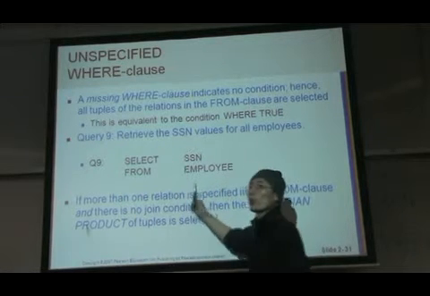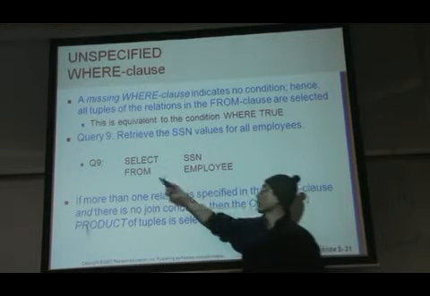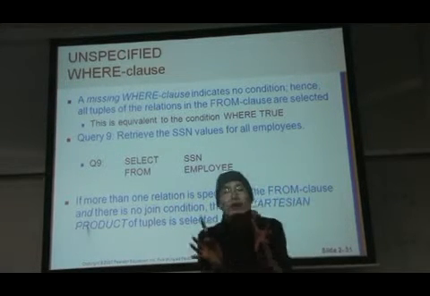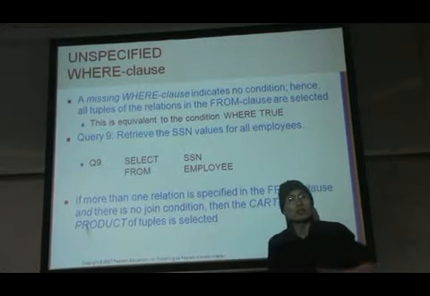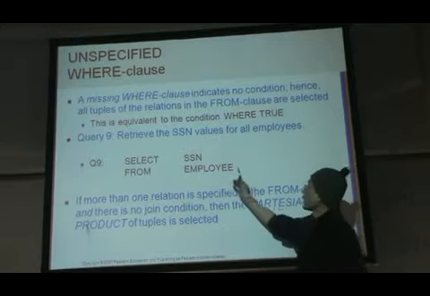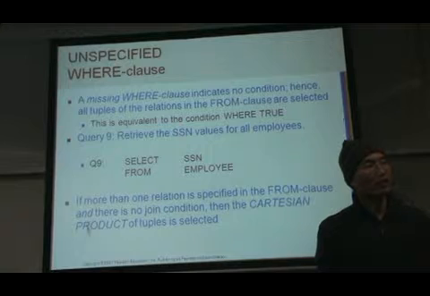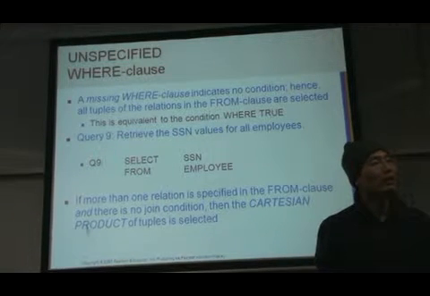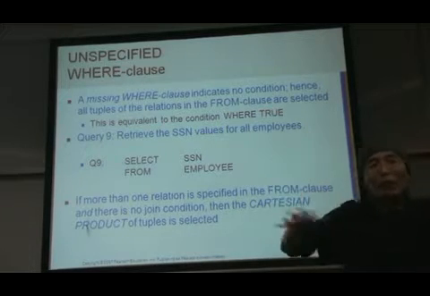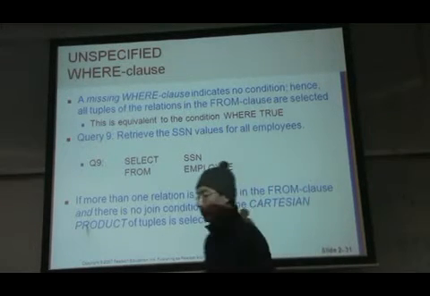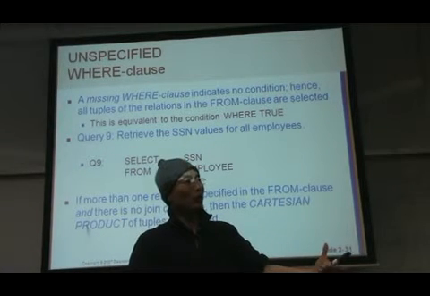What if there's no where condition? Is it an error? No, it's not an error. As long as you have select and from, they are required. If you run this one without where condition, it will return all the data. What if you join employee and department without where? It will be a Cartesian product. It will return all combinations of employee and department. It's not a join, it's a Cartesian product.